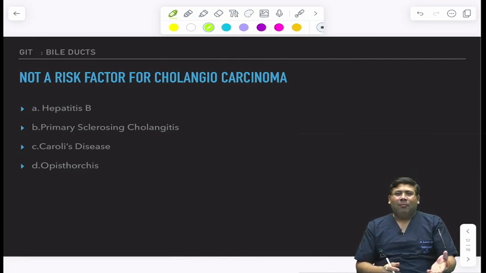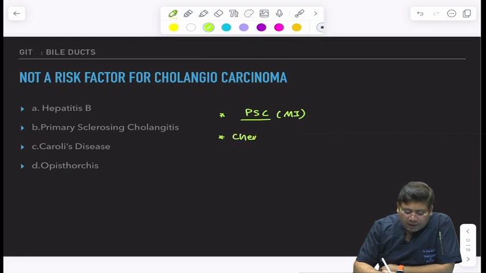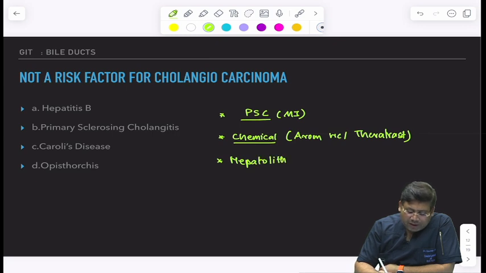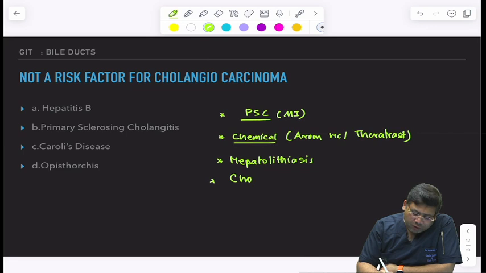Next is again my favorite topic, cholangiocarcinoma. You get a lot of questions. You have to understand that primary sclerosing cholangitis is the most important thing. Then we have the chemicals, and in chemicals you have thorotrast, you can say aromatic hydrocarbons. So aromatic hydrocarbons, thorotrast, this is important. Then students, there is something which is known as hepatolithiasis. So hepatolithiasis means stone in the hepatic duct. Yes, they cause cholangiocarcinoma. Caroli's disease, yes, choledochal cyst. Choledochal cyst is an important risk factor.